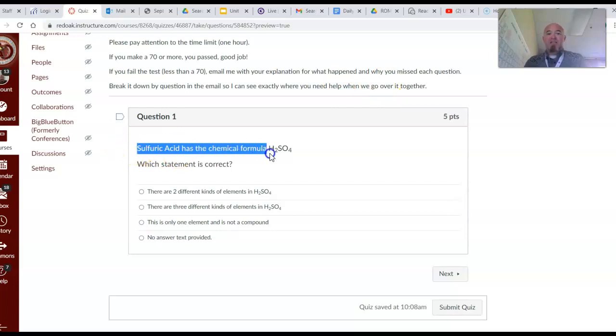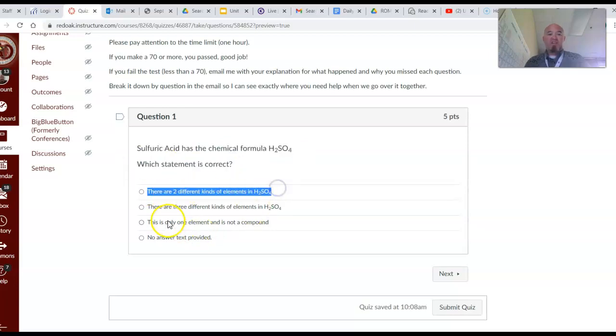Sulfuric acid has the chemical formula H2SO4. Which statement is correct? There are 2 different kinds of elements in H2SO4. There are 3 different kinds of elements in H2SO4. This is only one element, not a compound, or no answer text provided.